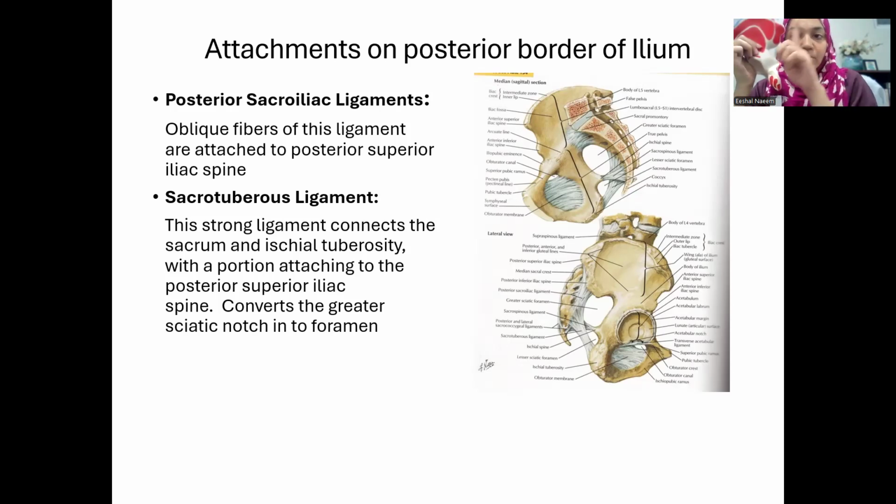Another ligament is coming from the sacrum to the ischial tuberosity, and that is making the inferior boundary of the lesser sciatic notch into a foramen. So the sacrotuberous ligament connects the sacrum and ischial tuberosity with a portion attaching to the posterior superior iliac spine, converting the greater sciatic notch into a foramen. This is very important, okay, guys.